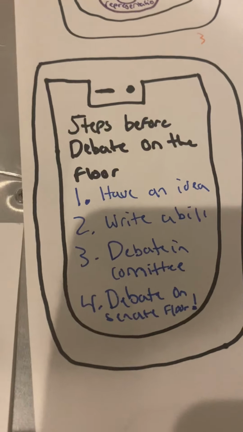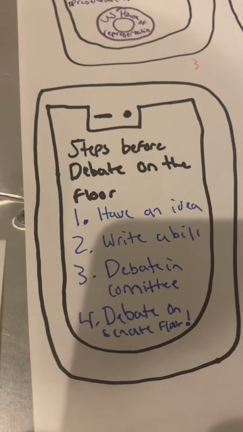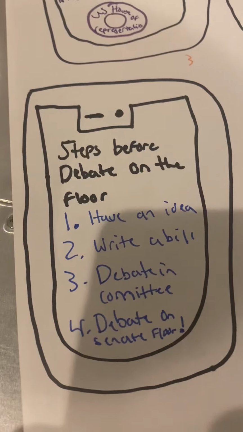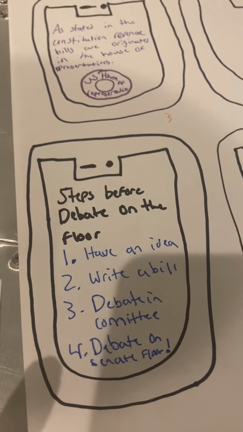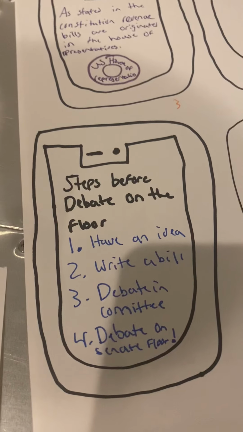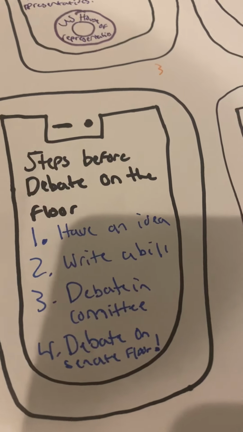The second step is that the bill needs to be written. The third step is the debate in the committee happens, which then leads to the debate on the Senate floor. So all these steps need to happen before step 4 happens, which is the debate on the floor. We can go back to our home page and go to the fourth slide, which takes us to right here.